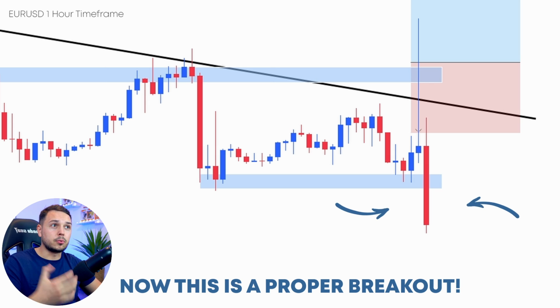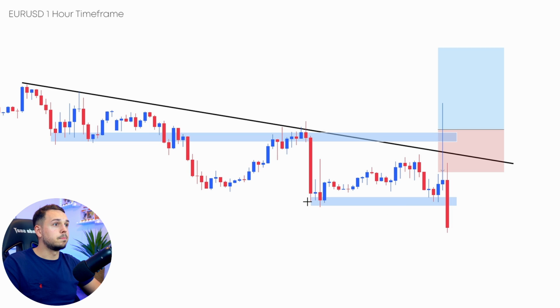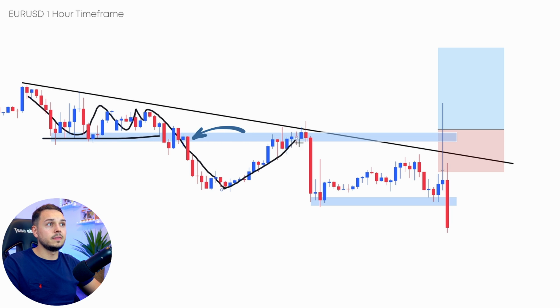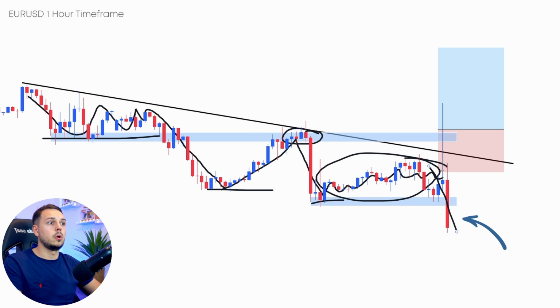Now this is a proper breakout. Why? Because it broke past this area of sensitivity properly. It also had build up, right? Every single time. Look at this. Nice little range just over here. Breakout. Pulls back to the previous area of sensitivity. Goes down lower. Needs a little build up. There we go, build up once again, and we are going lower.